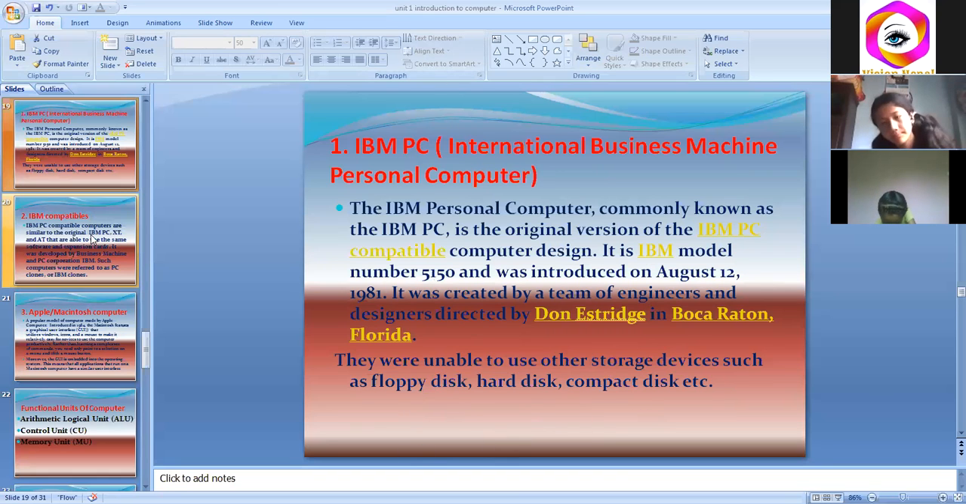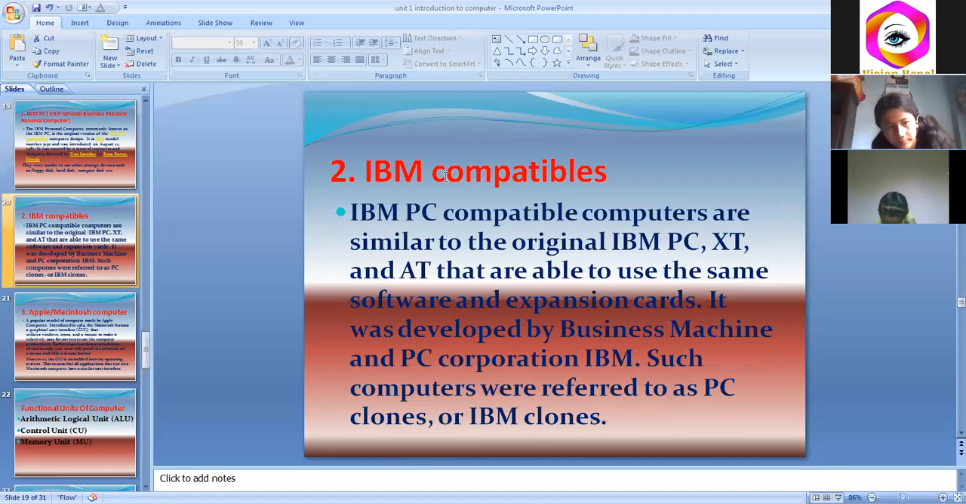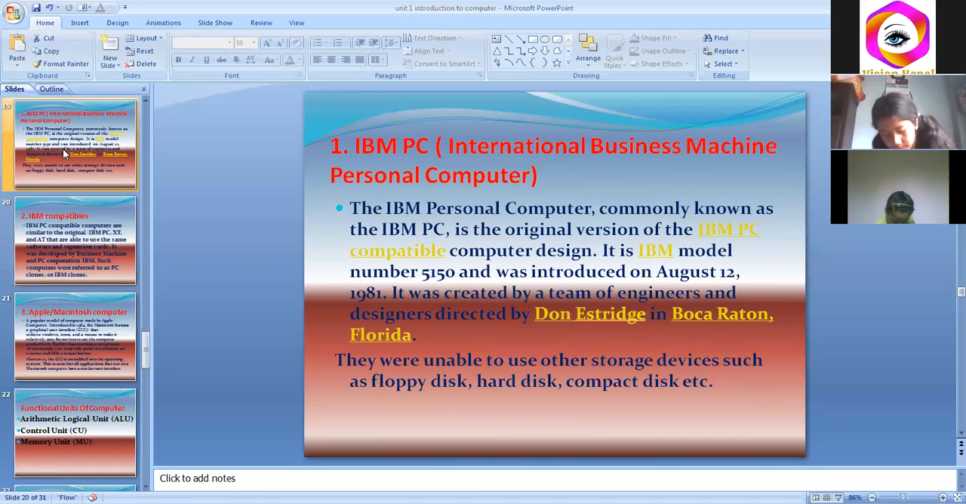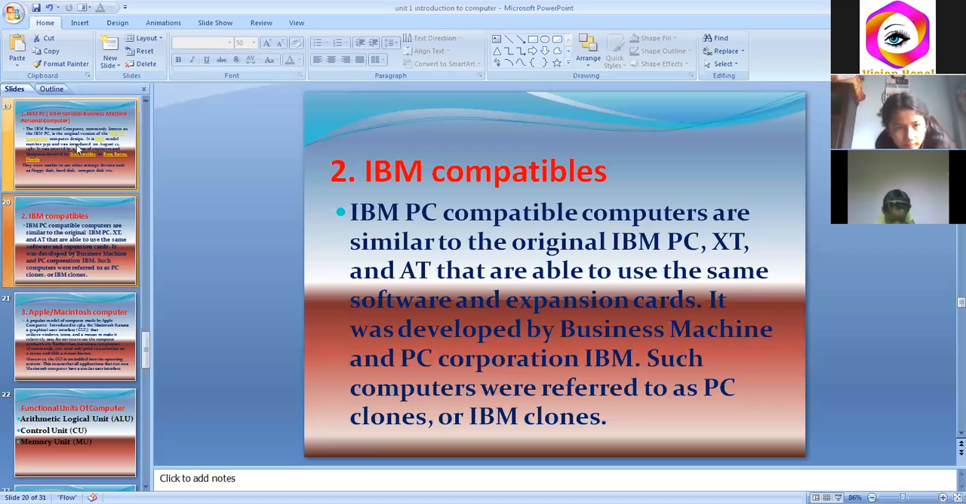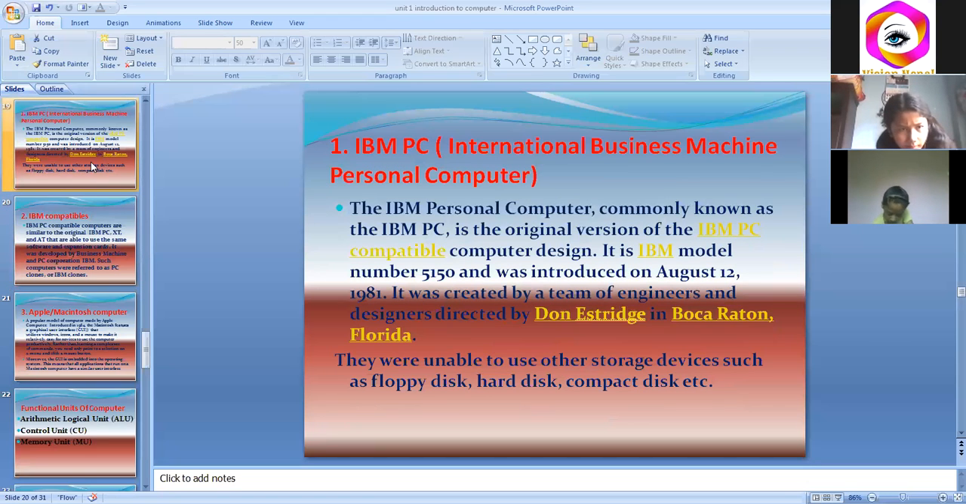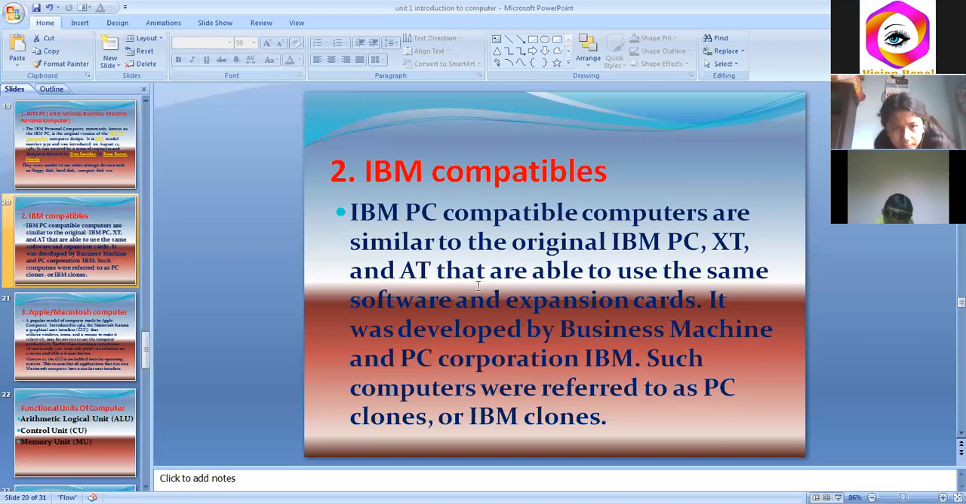They were unable to use other storage devices such as floppy disks, hard disks, compact disks, and so on. But here, the IBM PC or IBM compatible PCs are computers similar to the original IBM PC, meaning they are not able to use secondary storage like floppy disks, hard disks and compact disks, because they are the same as the IBM PC. Okay, so let's do it.